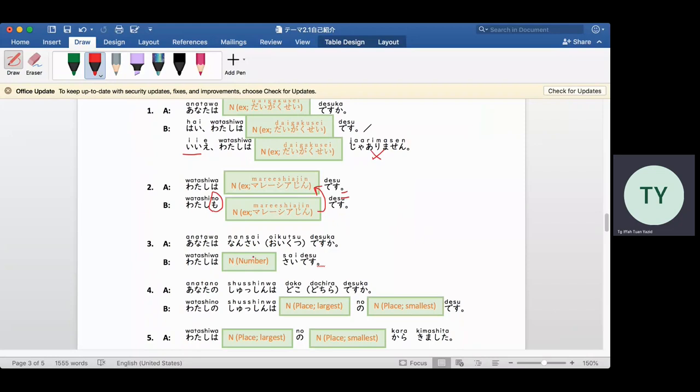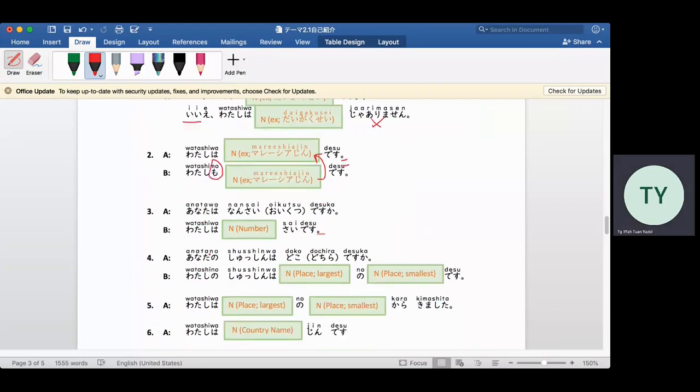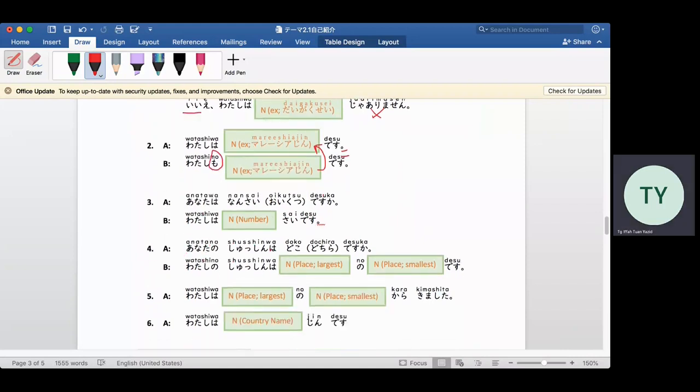So here I put a number under the number category. Watashi wa, you put 21 or 22 or 23, and sai desu. So I am 21 years old. I am 30 years old. Alright.